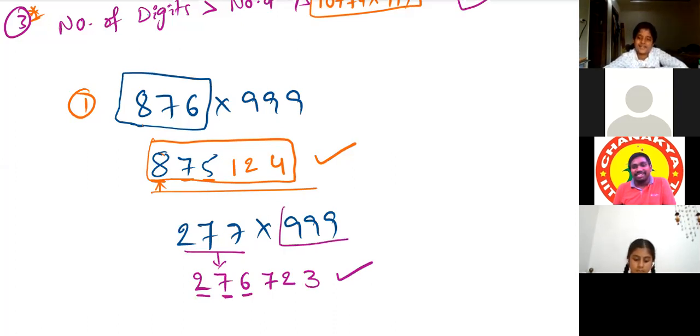Because this is multiplication with 9 only. Okay, this is the shortcut for this type of question.